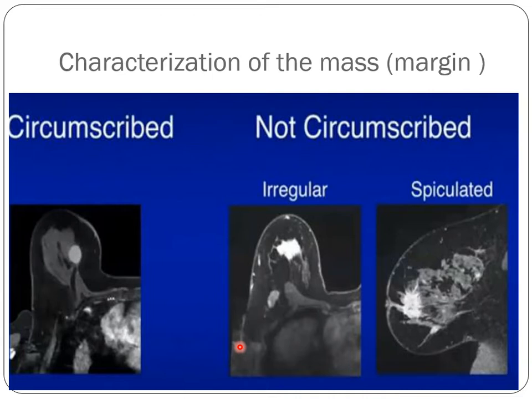Characterization of the mass by the margin. Well circumscribed, as on the right side image, or not circumscribed, maybe irregular or spiculated. You can't decide that the second image is spiculated. Yes, that's right, there are spiculations in some part of it, but you can't say 100% spiculated, so it's better to say it's irregular. But the third one is spiculated, and you can say that confidently without doubt.